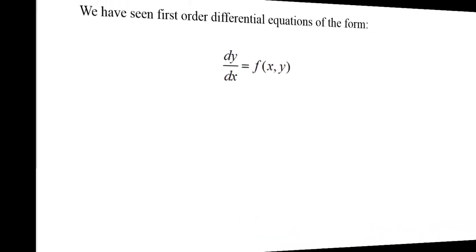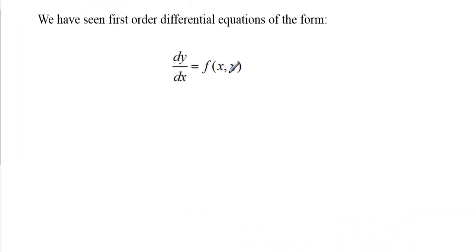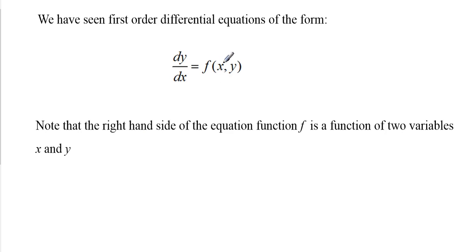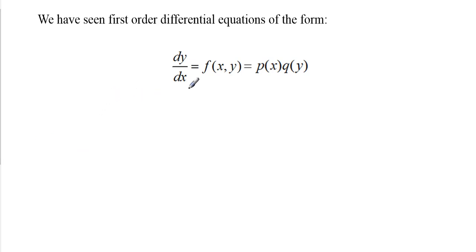We recall that we previously studied first order equations of this form, and we note that the right hand side here is a function of two variables, x and y. Previously we saw equations of separable variables, meaning the right hand side could be factorized into two functions, each of one variable, x and y respectively.